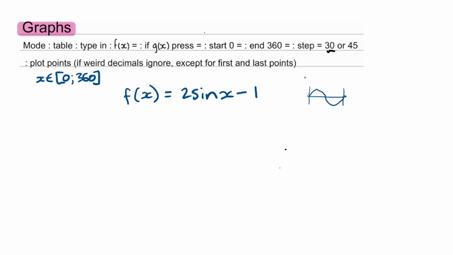It's twice as high, so its max would be 2 and its min would be minus 2. And then the entire graph is shifted down 1. So everything has gone down 1. And so by the time we're done, the max would be 1 and the min would be minus 3. And instead of starting at 0, it will start at minus 1.